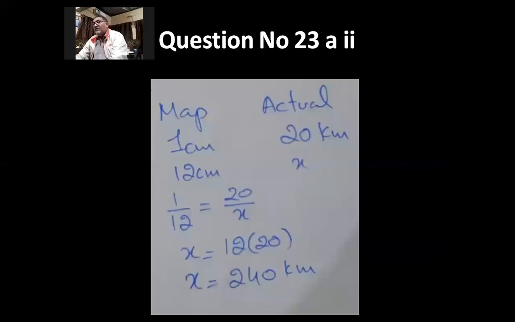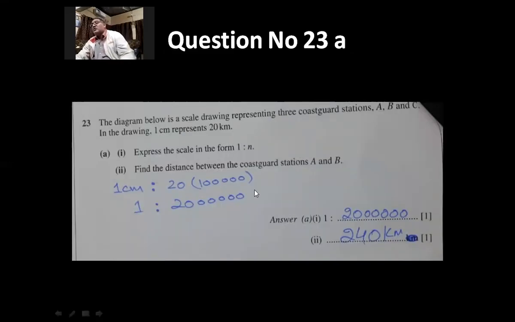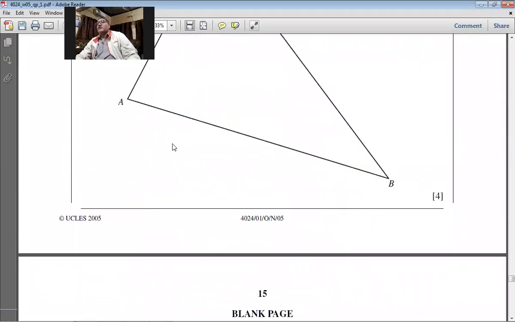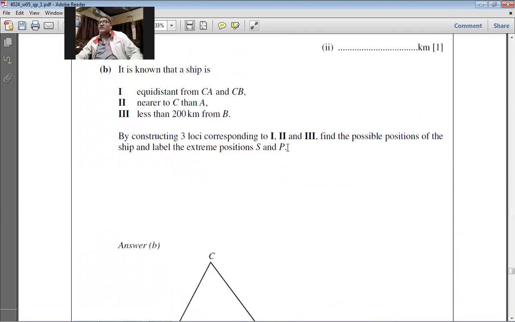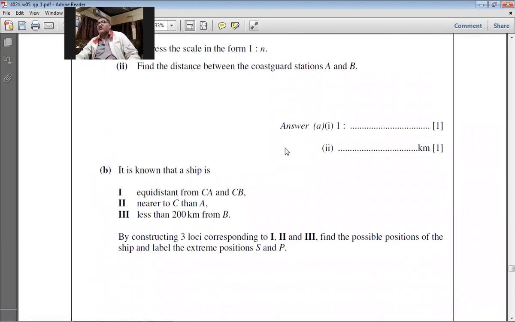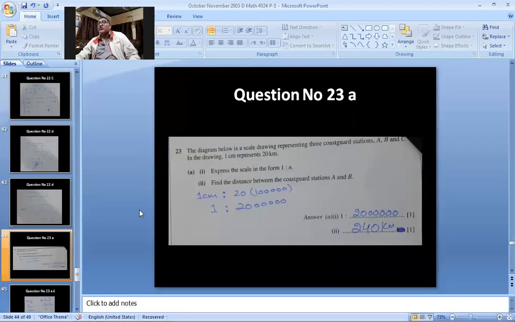The technique is very simple. Let me show you. So A and B is this length. With the help of the scale, I will measure this length, and that came to be 12 centimeters according to my scale. We know that 1 centimeter is 20 kilometers. So 12 centimeters represents how much? That's the basic question. Let me show you how I've done this.